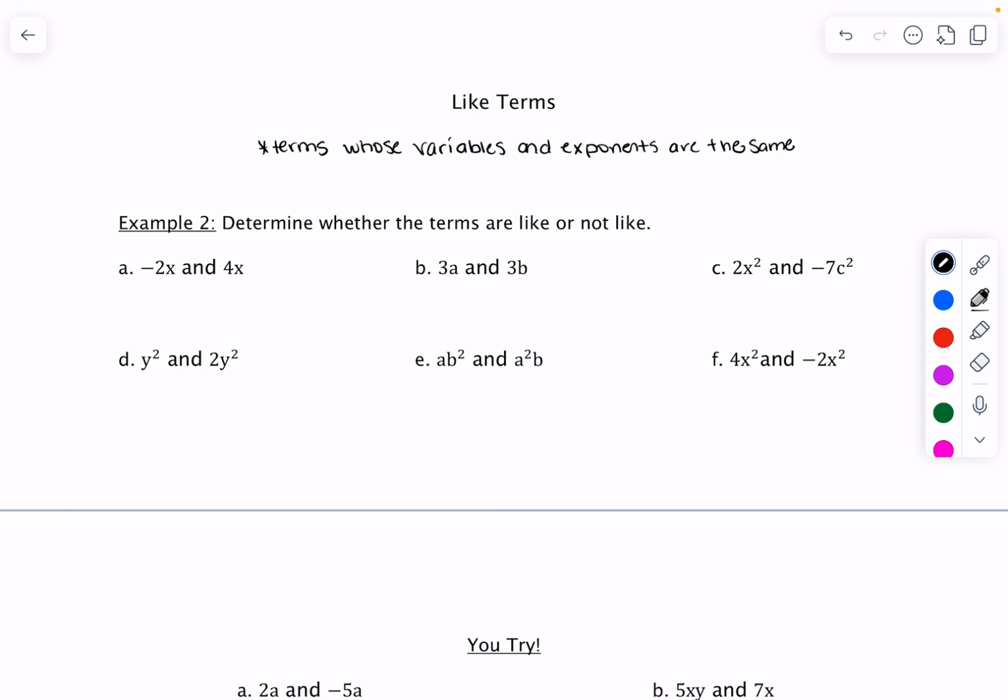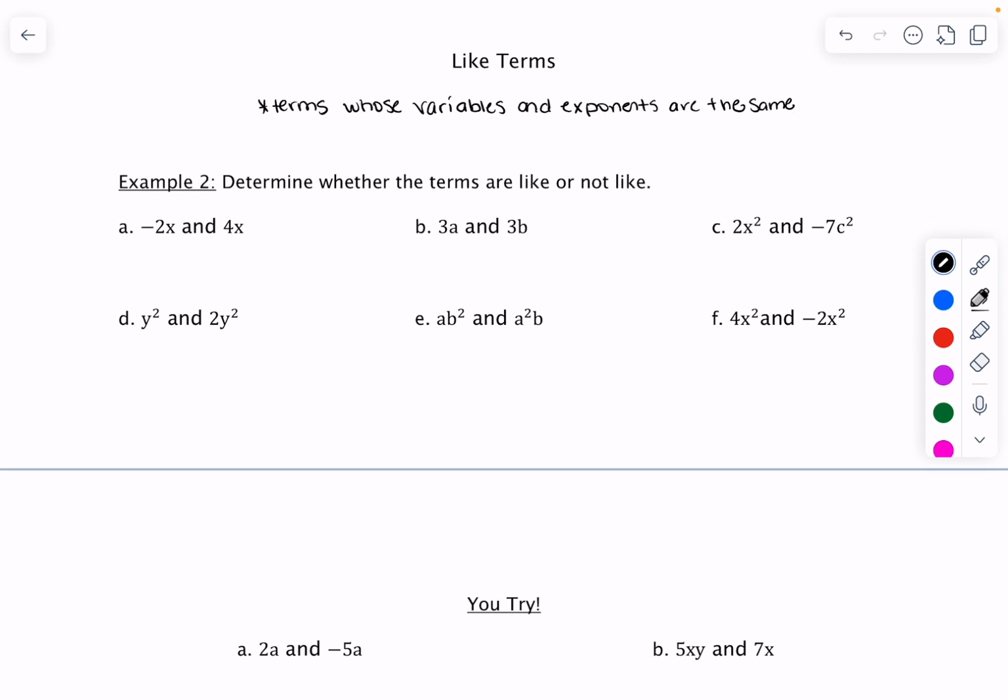So in example 2, I've got several sets of terms. So in A, I've got -2x and 4x, and I want to determine whether they're like or not. These terms are like because they just have an x and an x, and those are the exact same. When we combine like terms, we add the coefficients. Okay, and we're going to get to that in a little bit, but for right now, I want us to be able to say yes or no here. Is -2x and 4x like? Yes, they are.